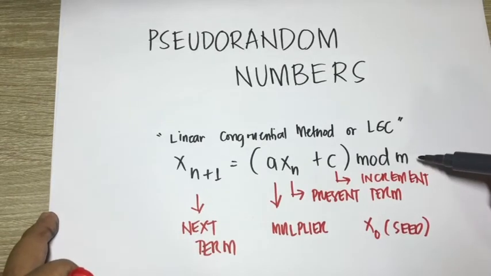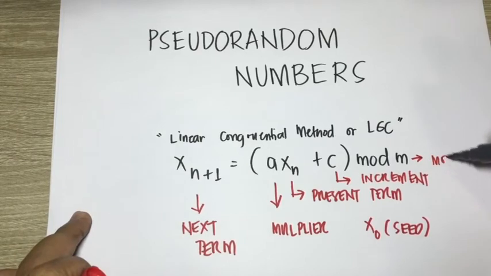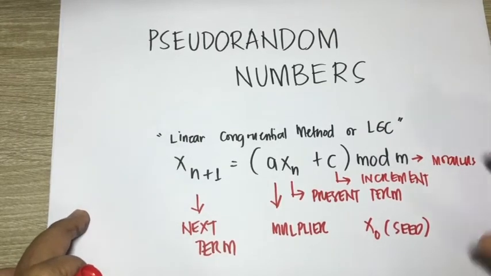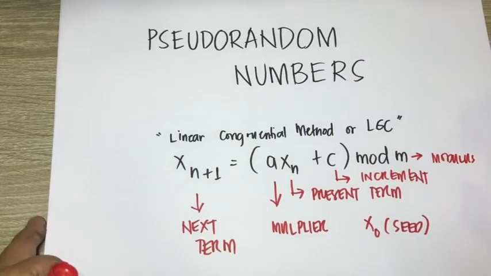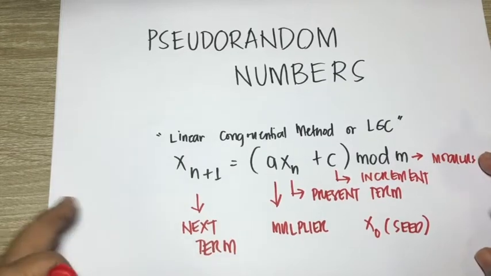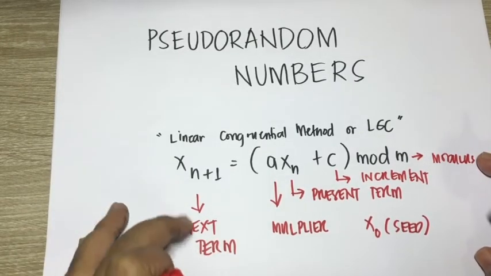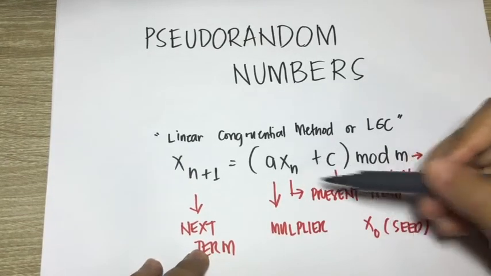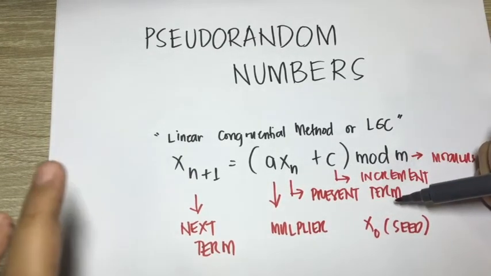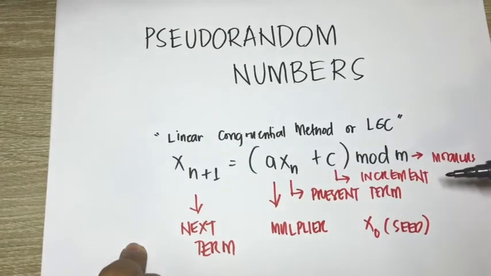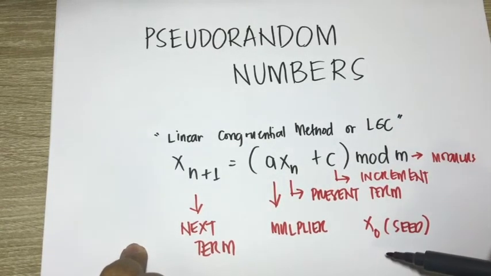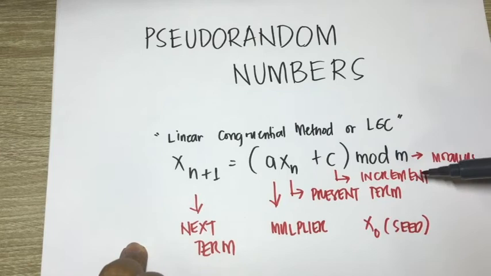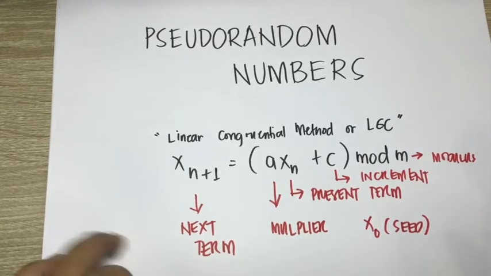And then lastly, we have m. So this m represents your modulus. So again, these are the parts of the linear congruential method, or LCG. So we have x sub n plus 1, so this is your next term. A is your multiplier. X sub n is your present term. For the first term in the pseudorandom sequence, it is to be derived from x sub 0, or the seed. Then c is the increment, m is the modulus.